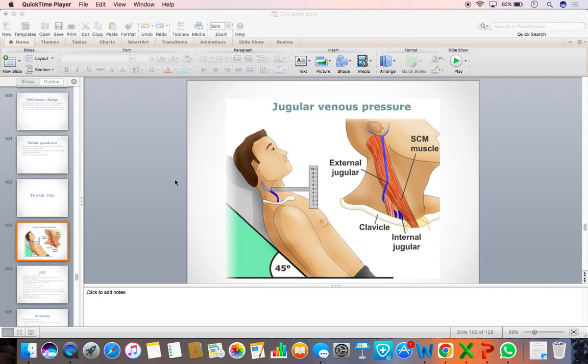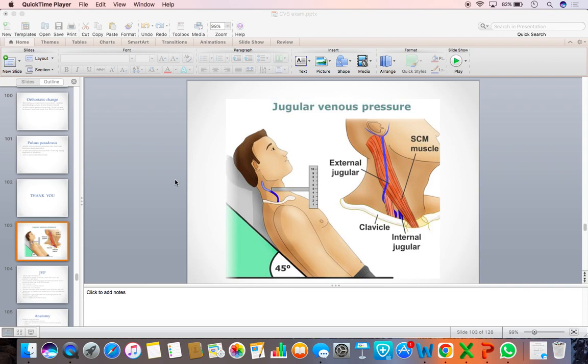Today's topic is on jugular venous pressure. This is part of the clinical examination of the cardiovascular system, and the student should learn how to elicit jugular venous pressure.